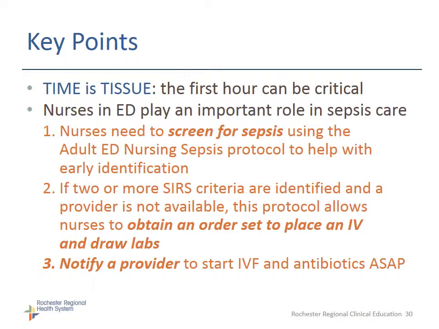Key points to remember are that time is tissue. The first hour can be critical. Nurses in the ED play an important role in sepsis care. Nurses need to screen for sepsis using the adult ED nursing sepsis screening protocol to help with early identification. If 2 or more SIRS criteria are identified and a provider is not available, this protocol allows nurses to obtain an order set to place an IV and draw labs, then notify a provider to start IV fluids and antibiotics as soon as possible.